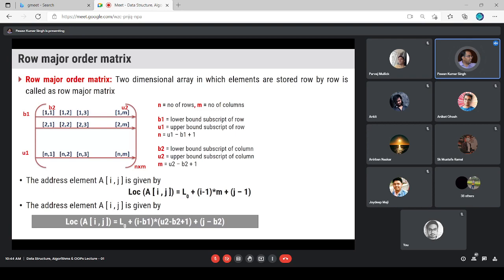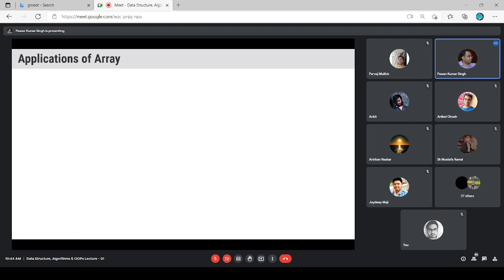And for the address of the element, this is the generalized formula. Location of Aij equals L0 plus I minus B1 into, that is, M is replaced by, see in the previous equation, M is just replaced by U2 minus B2 plus 1, plus J minus B2, for generalizing this formula.